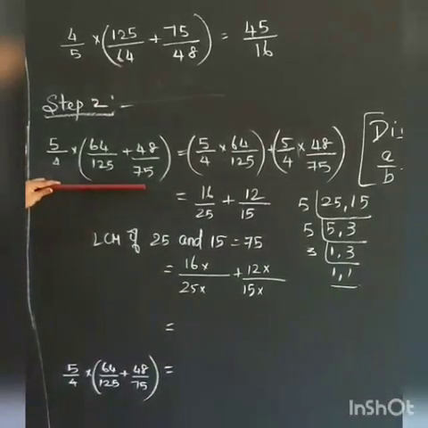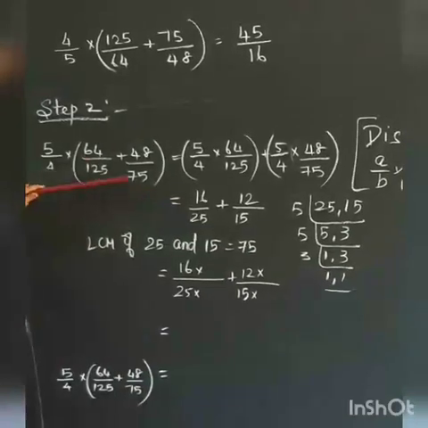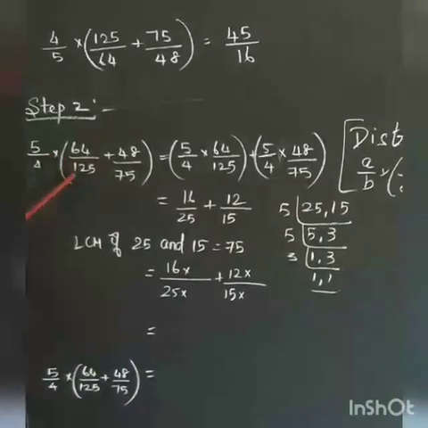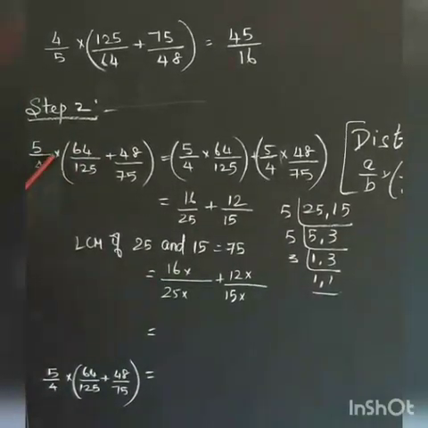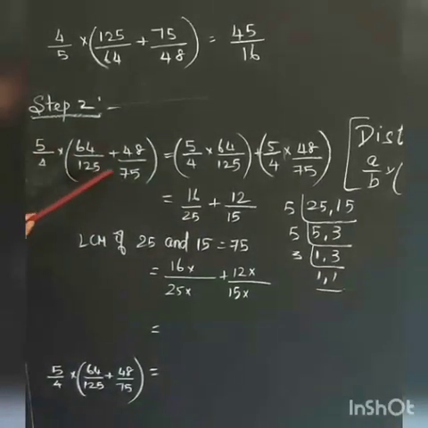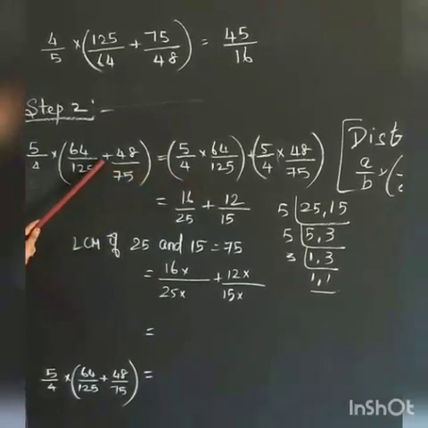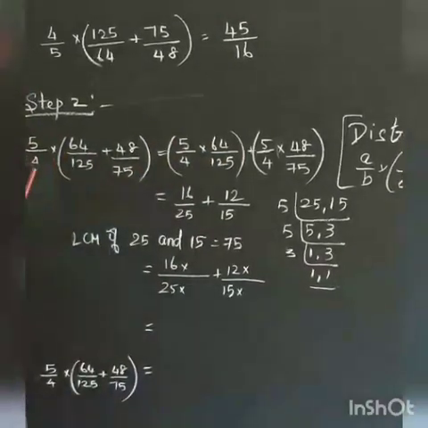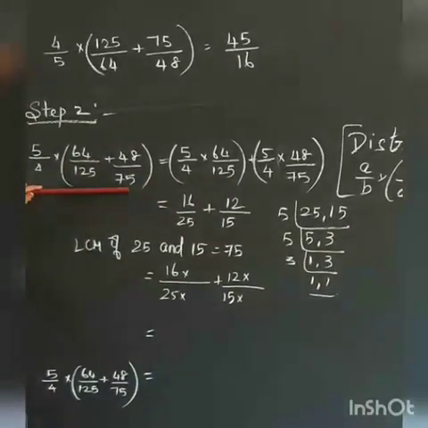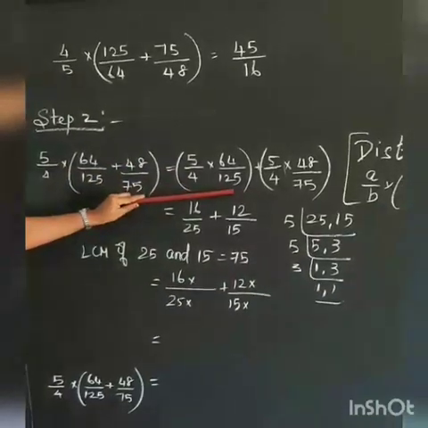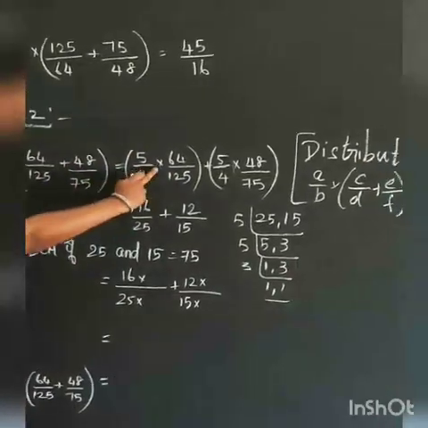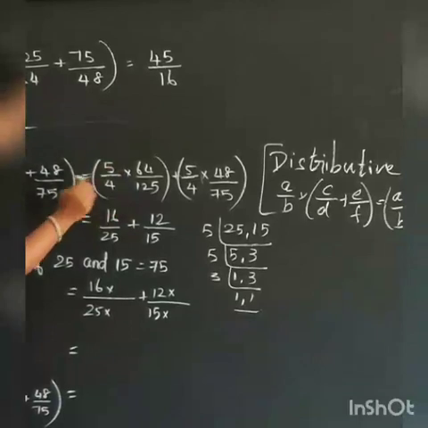Okay, we have to use the distributive property of multiplication under addition, which means a by b into c by d plus again a by b into e by f. Clear or not? Is it clear for you? So 5 by 4 into 64 by 125 under addition, so only plus again 5 by 4 into 48 by 75. So this is your distributive left hand side. For this one we have to write the distributive property of right hand side. Is it clear?